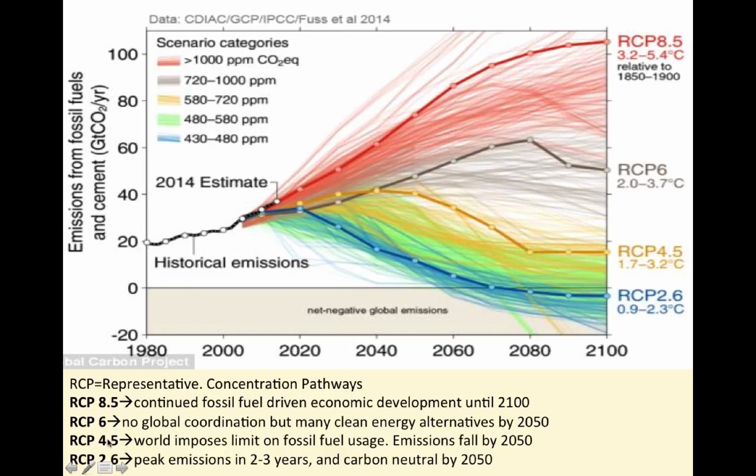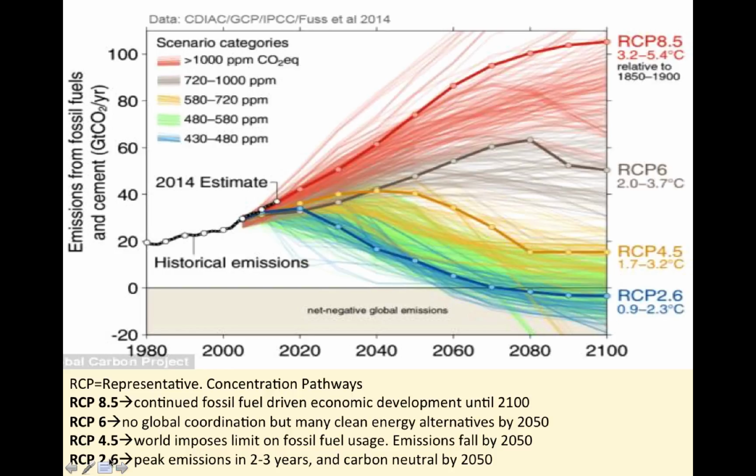Then you have RCP 4.5. The world imposes limits on fossil fuel usage. In other words, the Paris Agreement comes into play and you even get stronger regulations, and emissions start to fall by 2050. And so that's the yellow line here, showing that emissions would decrease. That doesn't mean overall CO2 concentrations would decrease. That just means the emission rates would decrease.